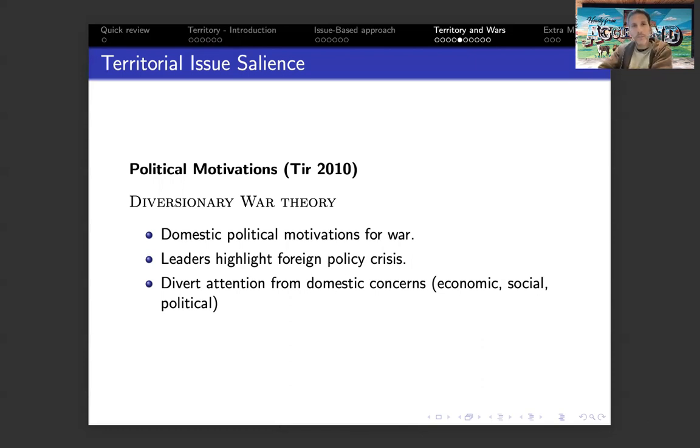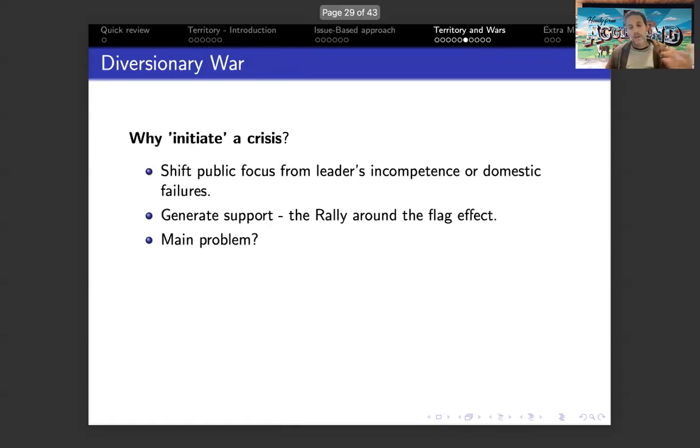Now, overall, the leaders gain from this diversion tactic. By initiating this international type crisis, the leader is able to shift public focus away from their own incompetence or their own domestic failures, and at the same time also generate support based on the rally around the flag effect. We have this external conflict which is a threat to all of us, so let's rally behind the leader and support the leader's actions against an external threat, and for a minute, for a month, for however long a period of time, we will forget about the fact that we have a lot of problems at home, economic crisis, social unrest, whatever that may be. That's the idea behind that theory.